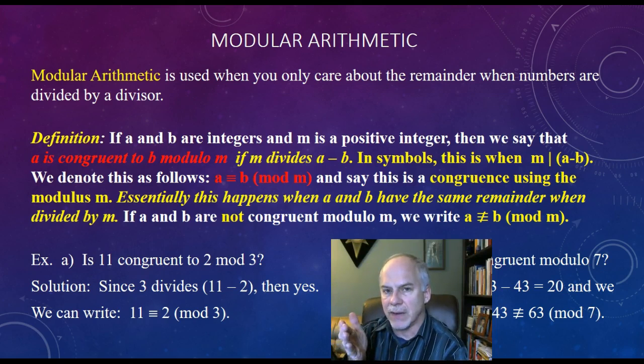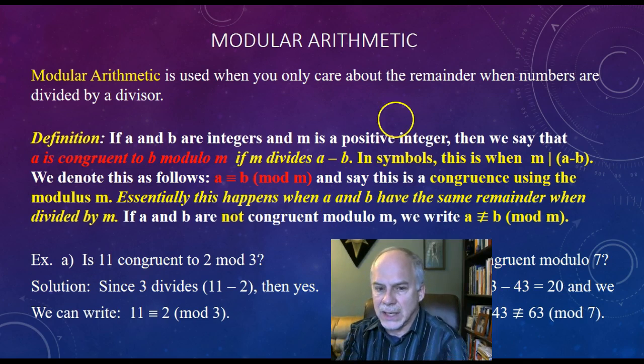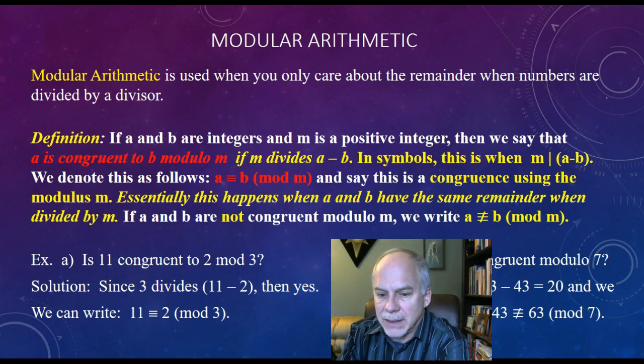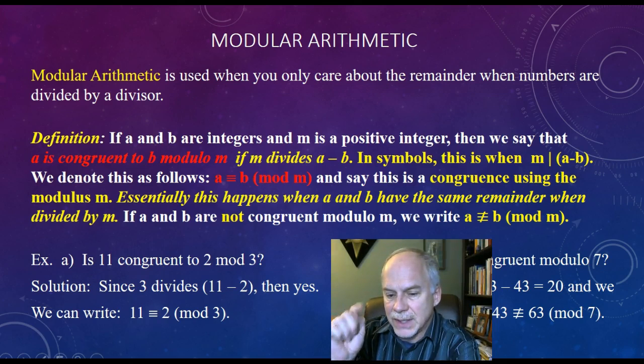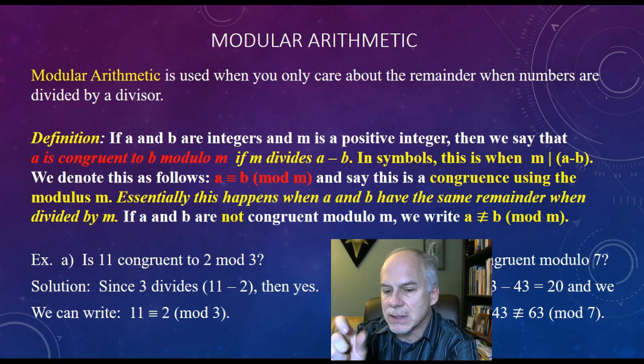What's the remainder when you divide 6 by 5? It's 1, right? What's the remainder when you divide 11 by 5? It's also 1, okay? Now, what happens when you subtract 11 minus 6? You get 5, and 5 is divisible by that difference. I'm sorry, the difference 5 is divisible by the number 5. Okay, so that's really what we're saying. So 6 and 11 would both be congruent modulo 5.